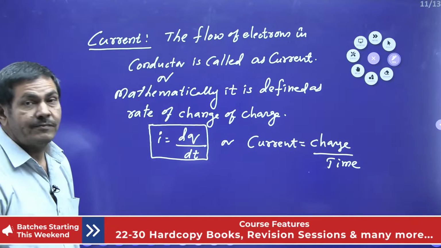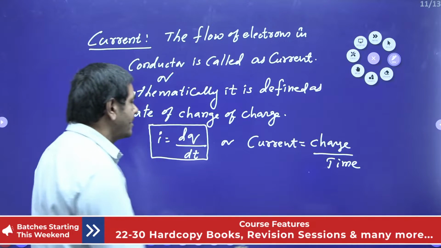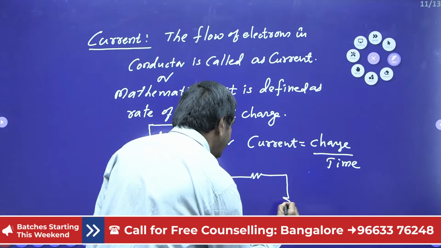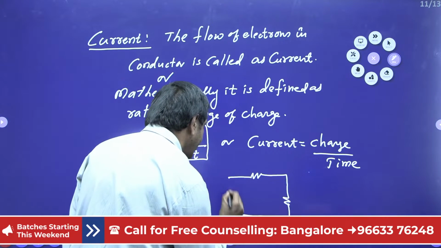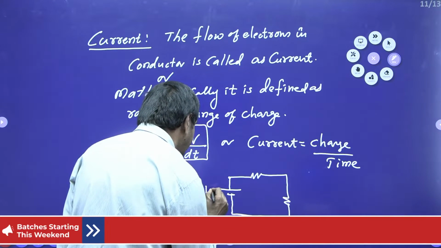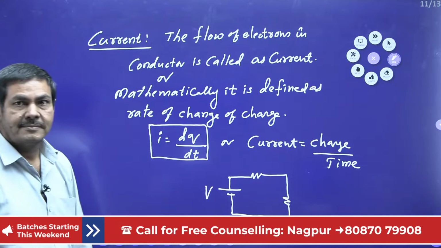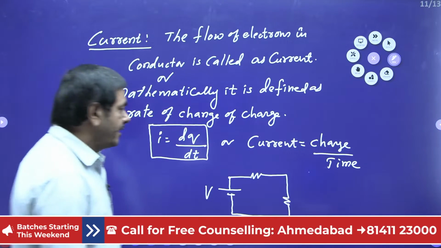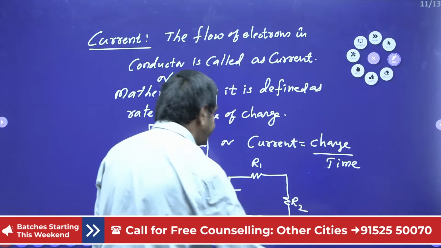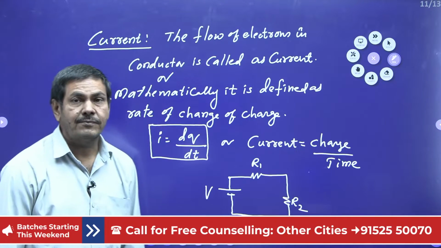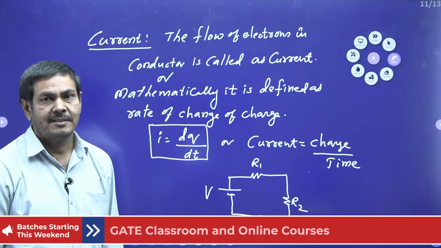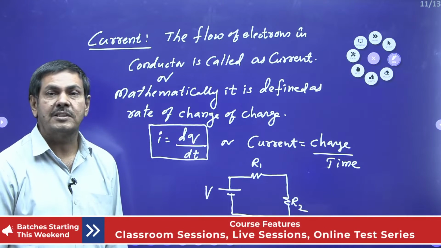How will that current flow? In a network or circuit we can take it. As an example, I connected resistors like this with one battery, connected with some voltage, with a resistance R1 and also a resistance R2. How will the direction of current be shown in this circuit? Is it from the positive terminal to the negative terminal?